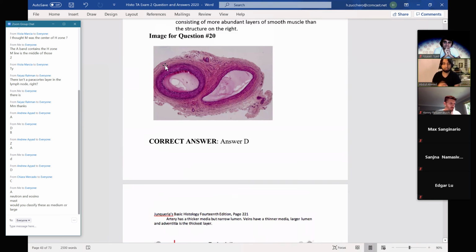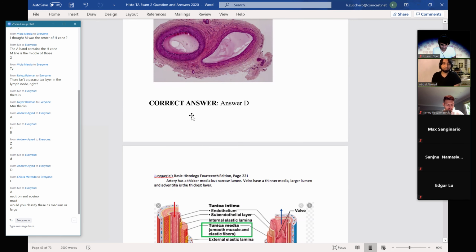If you Google it, you'll get an image that has a really good vasa vasorum on it, and it's its own blood supply. You'll see it on the periphery of the artery. I'm not entirely sure if I can see it here. All right, I'll Google it. Yeah, if you Google it, you'll get a really good textbook image of it. But yeah, let's go to the next question.